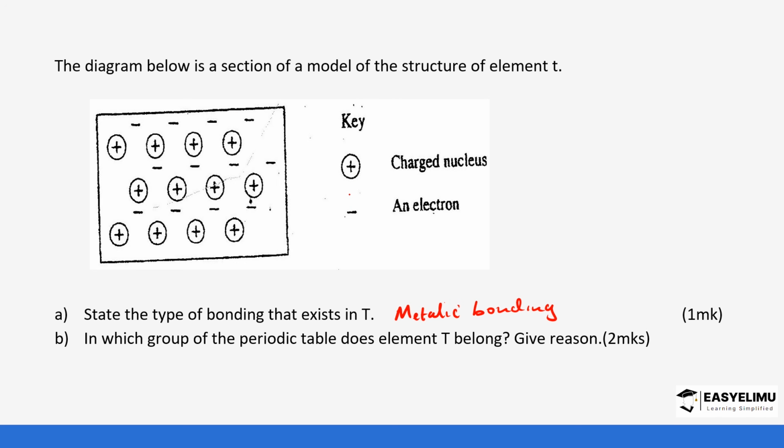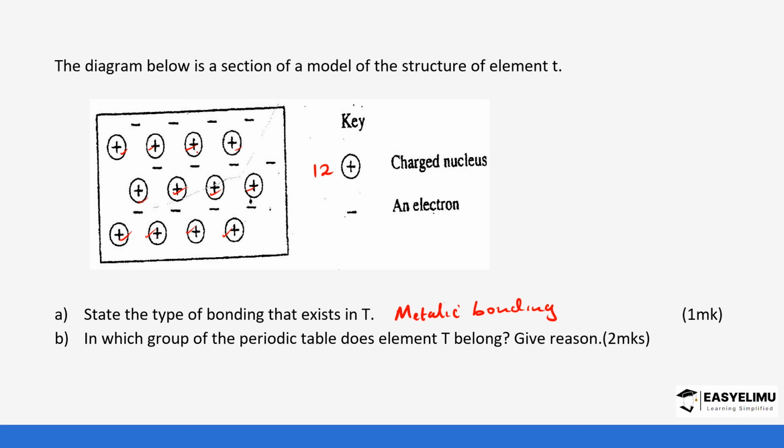If they are equal, it means it's one valence electron. If they are double, it means it's two delocalized electrons. If the number of electrons is triple the number of nucleus, it means it's three delocalized electrons. This is what I mean. So when you count the nucleus, 1, 2, 3, 4, 5, 6, 7, 8, 9, 10, 11, 12. So it means we have 12 atoms.